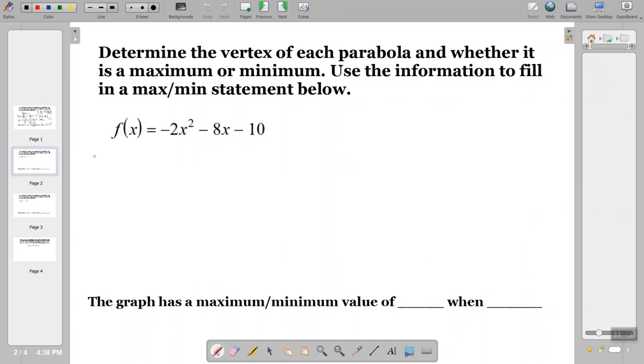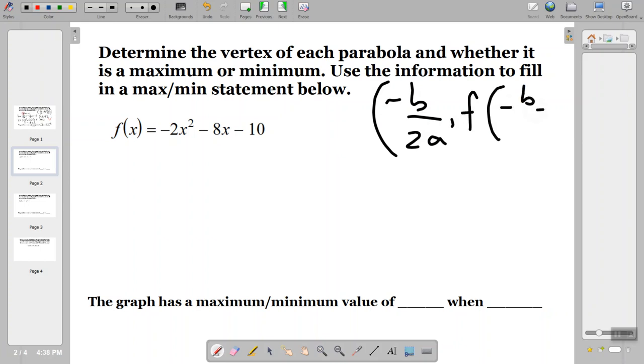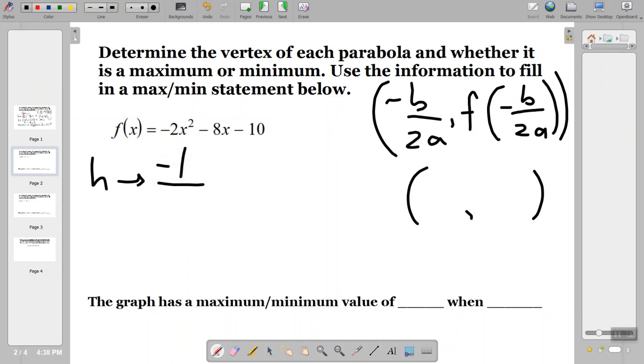Okay, so we're going to do negative b over 2a, and then f of negative b over 2a. So the h will give us the x coordinate. We want to do the opposite of b over 2 times a. b this time is negative 8. Opposite of negative 8 is positive 8. 2a, our a is negative 2. 2 times negative 2 is negative 4. 8 divided by negative 4 is negative 2. So there's our x, and then we'll plug that in.